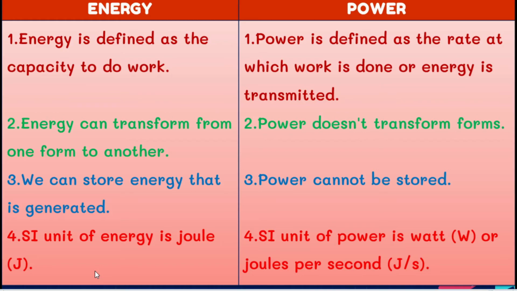You can see the fourth point, which is very important: the SI unit of energy. Already we know that the SI unit of energy is joule, but the SI unit of power is watt. So we have to keep it in our mind. The SI unit of energy is joule, the SI unit of power is watt, or we can say joules per second.